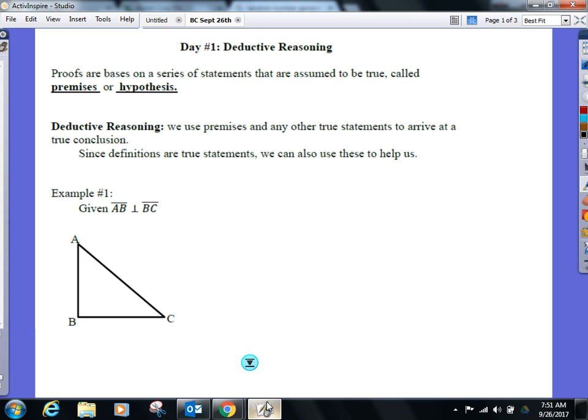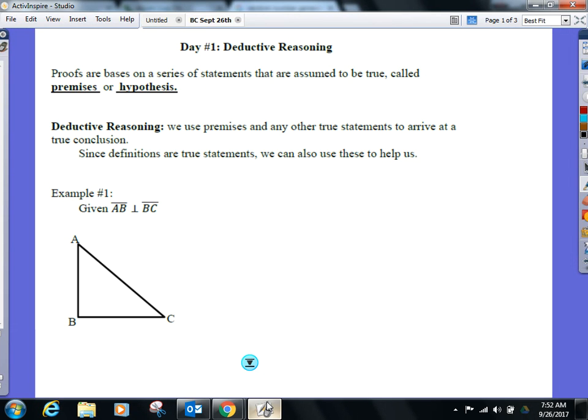Here's what I'm going to do today with you guys. I'm going to give you a piece of information with a diagram. I am looking for two things. Can you mark the diagram appropriately based on what's given? And can you tell me a conclusion based on what's given?